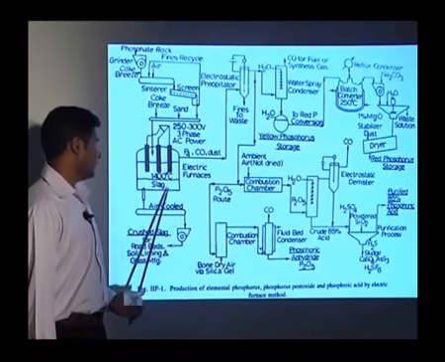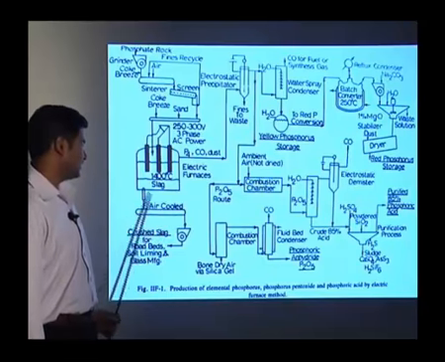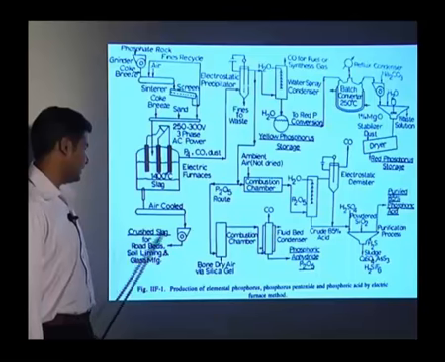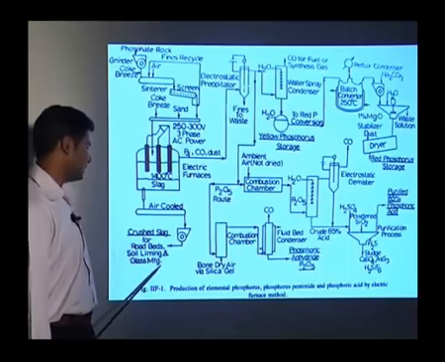Then the slag which is produced over here is also of economic importance. So we air cool it and then grind it. The crushed slag is used for road beds, soil liming or glass manufacturing.